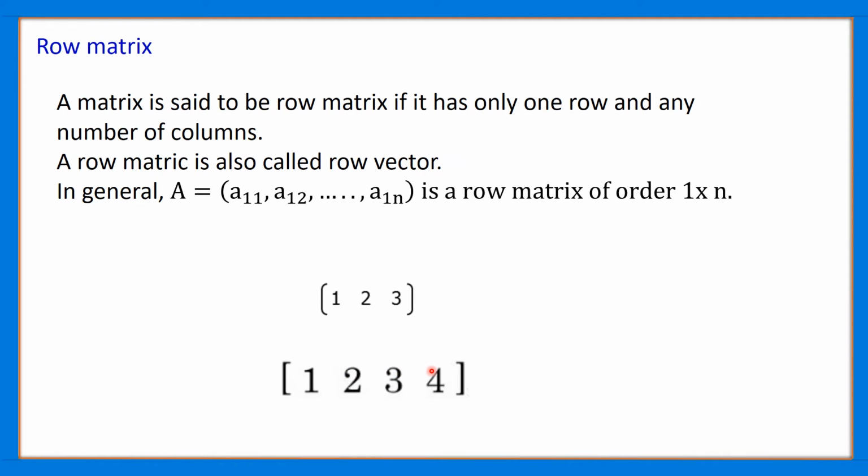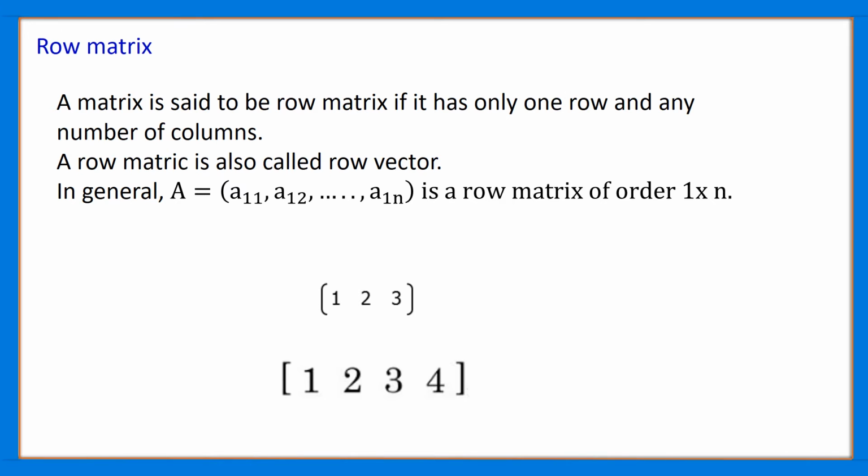We all know that the order of a matrix is m cross n, that is m rows, n columns. So what will the order of a row matrix be? Since there is only one row and n columns, that is, the number of columns is not restricted, so it can take any value n. So the order of a row matrix is 1 cross n. In the examples given here, the order of [1, 2, 3] is 1 cross 3, and the order of the second matrix, [1, 2, 3, 4], is 1 cross 4.